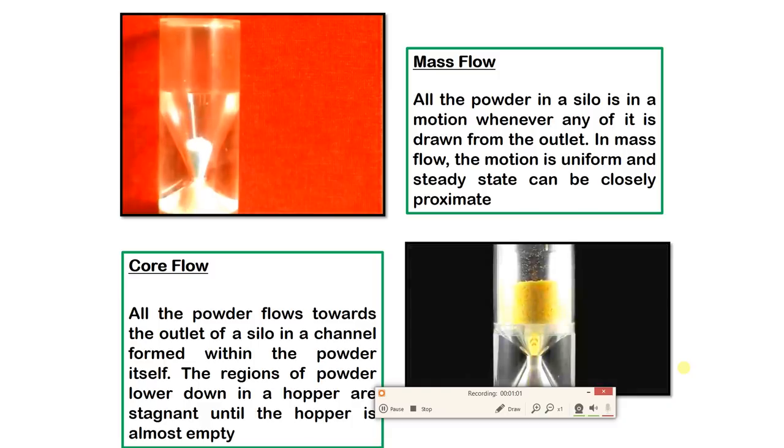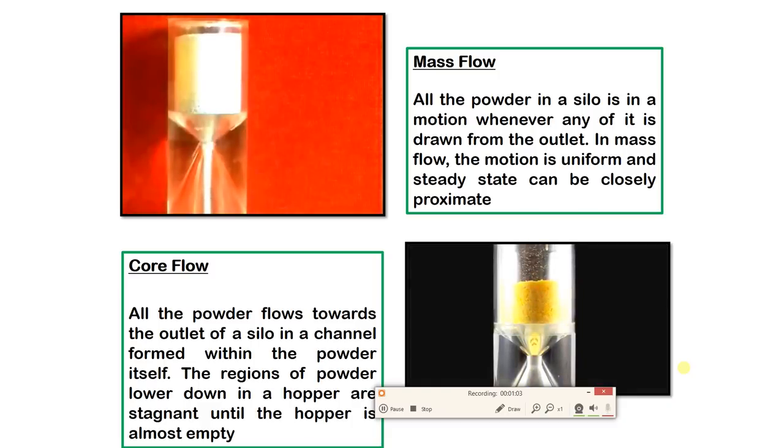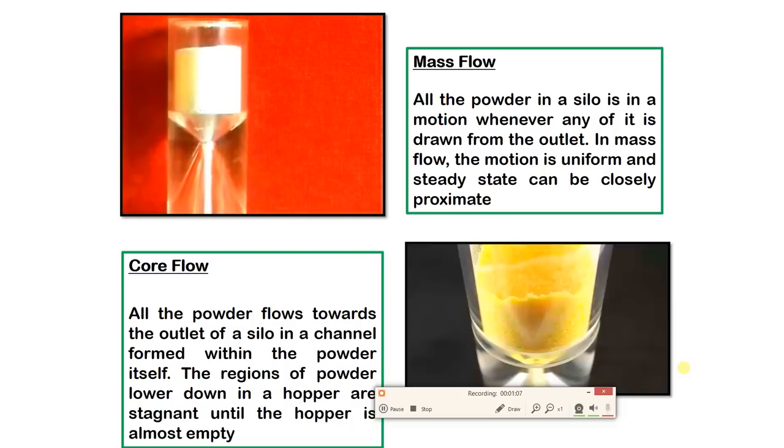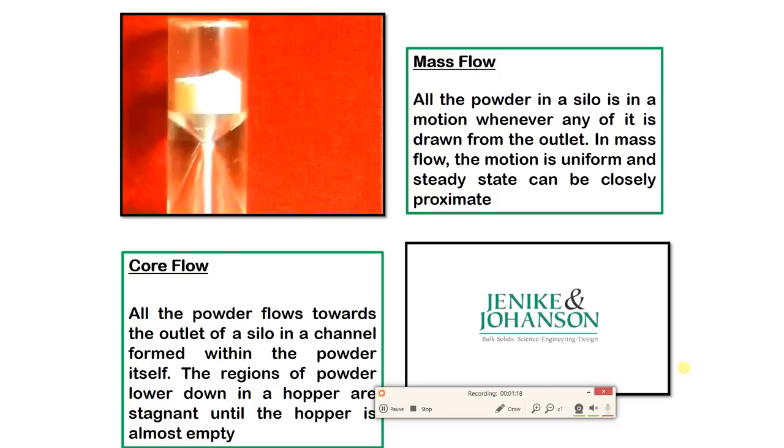Meanwhile, the video below shows an example of core flow. In core flow, all the powder flows towards the outlet of the silo in a channel formed within the powder itself. As can be seen, the regions of powder lower down in the hopper are stagnant until the hopper is almost empty.